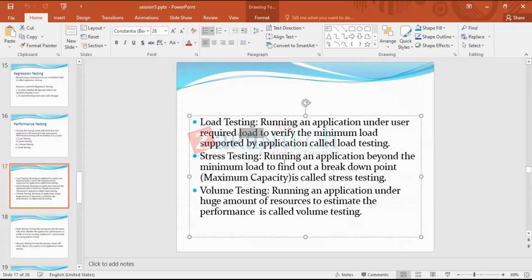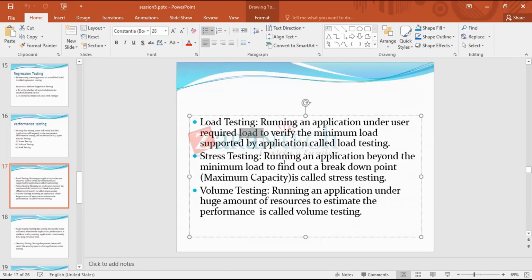Volume testing, the third one. Why did we do load testing? To identify the minimum speed. Why stress testing? To identify the maximum speed. Why volume testing? To identify the data resource.